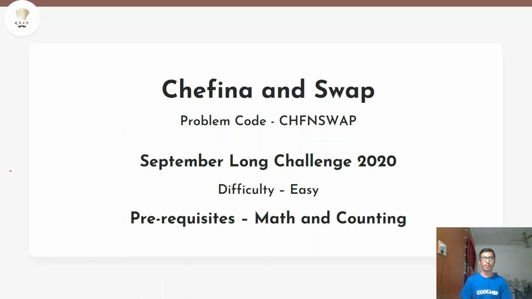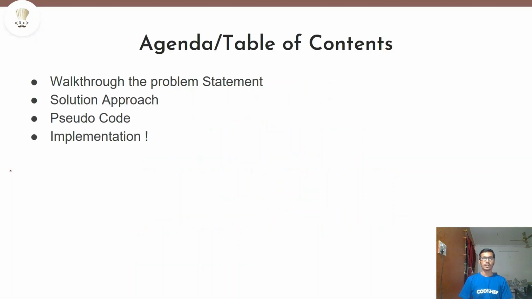The problem that we are going to discuss today is Chefina and Swap. The problem appeared in September Long Challenge 2020 and has a difficulty level of easy. The prerequisites for this problem are math and counting. The agenda for today is as follows. First, we will walk through the problem statement and try to understand what the problem is trying to say. Then, we will see the approach to our solution and build the solution step by step, followed by which we will be seeing a pseudo code and then implementing our code in C++.